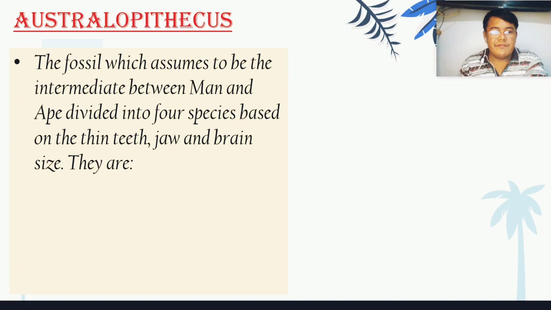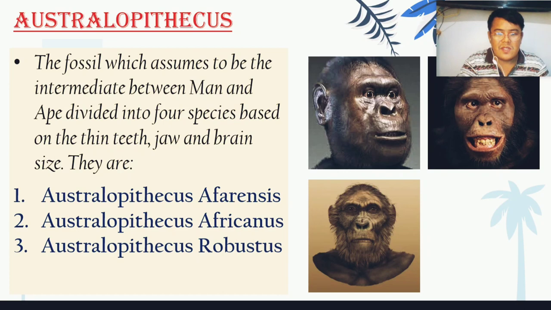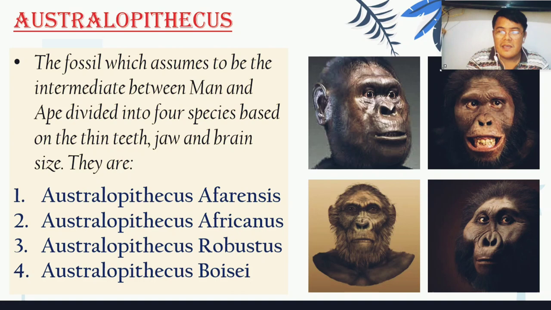Australopithecus afarensis. Australopithecus africanus. Australopithecus robustus. Australopithecus bossei. Okay? But anyway, FYI lang, ano bang pinagkaiba ng apes sa monkeys? So yung apes, walang buntot. FYI lang.